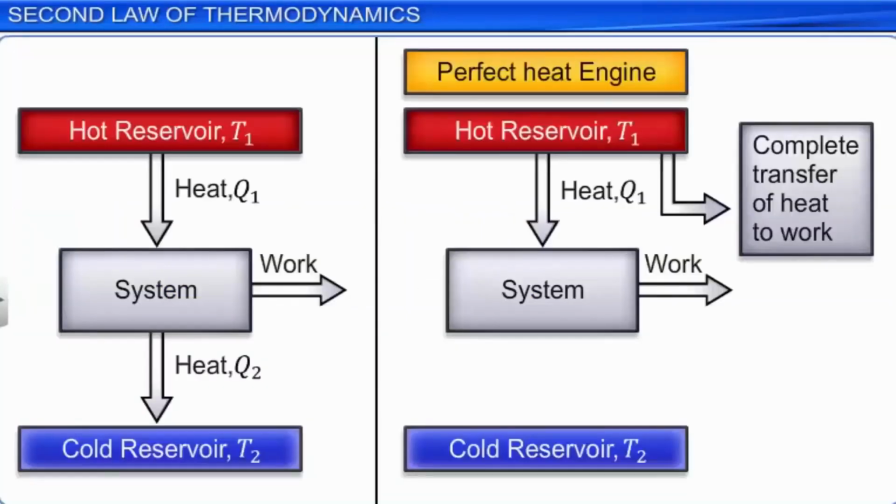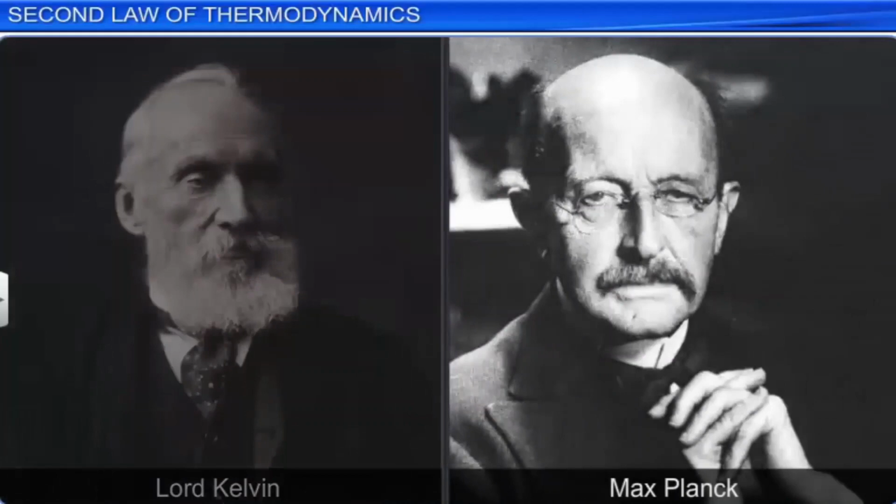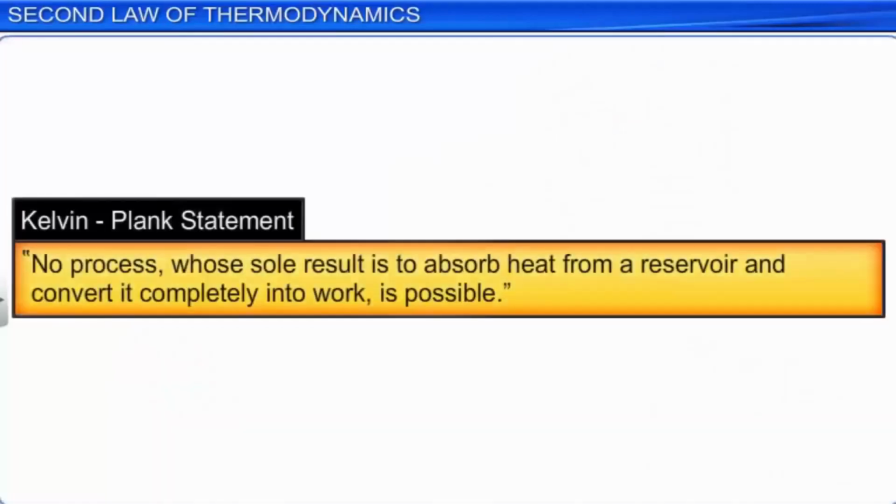There are many ways to state the second law of thermodynamics. One form of the second law of thermodynamics, which denies the possibility of a perfect heat engine, has been given by Kelvin and Planck. It states that no process whose sole result is to absorb heat from a reservoir and convert it completely into work is possible.